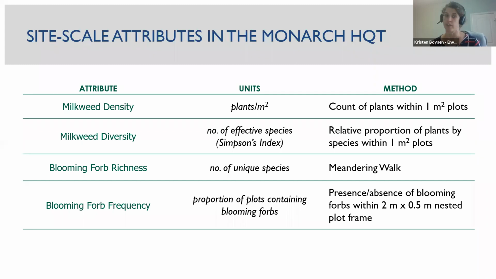So I'll go into each of these attributes later, but just know we do look at milkweed density and diversity and blooming forb richness and frequency to get that site capacity score. There are different units and different measurement methods, which we can also talk about if interested. But I'll hold on to that unless you guys ask me later at the end.